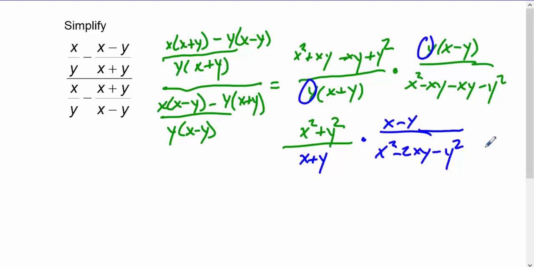So that's pretty much it. Done. And I think that would have been a lot more difficult had we taken a common denominator of y, x plus y, and x minus y, and run through it that way. But you can try for yourself if you want.